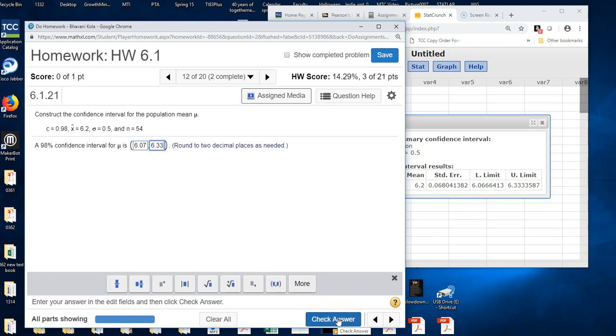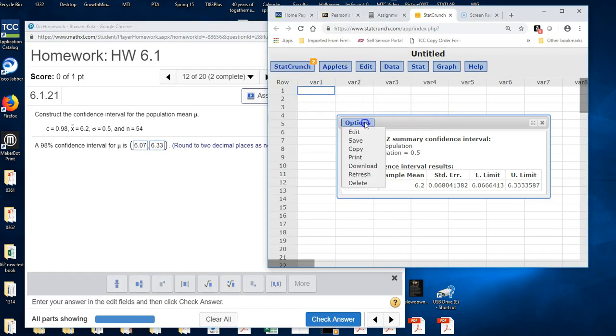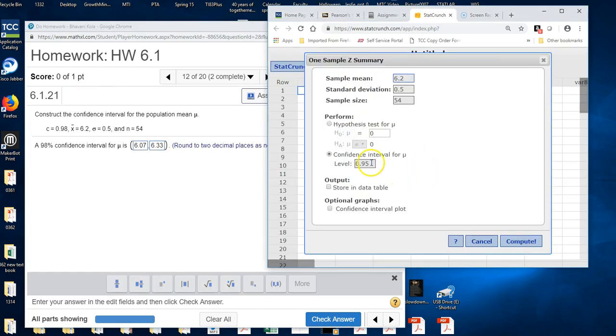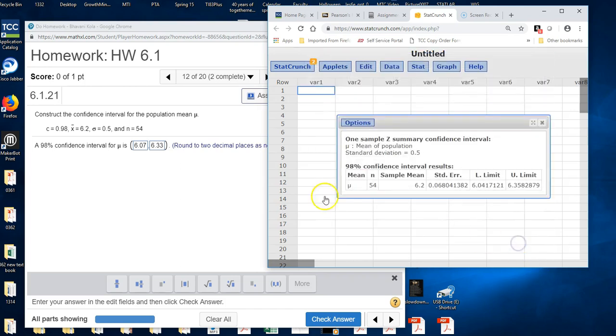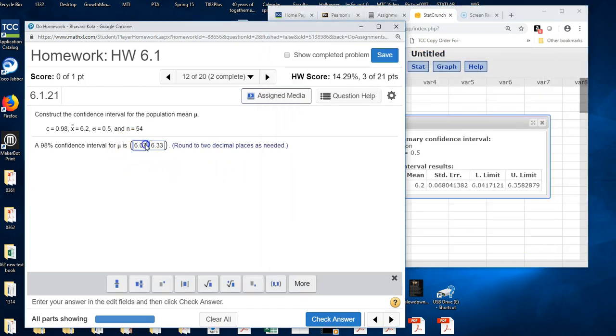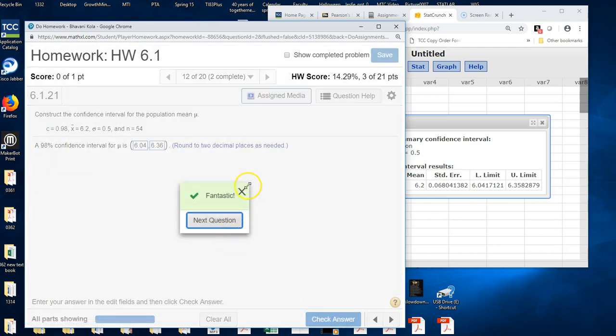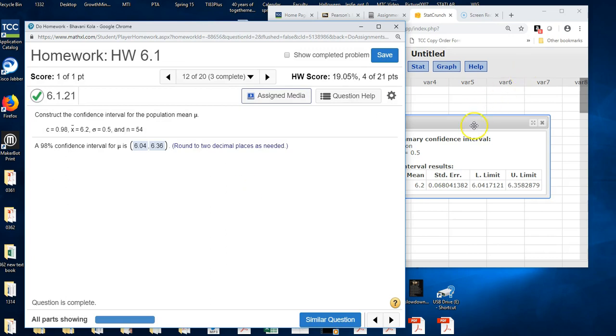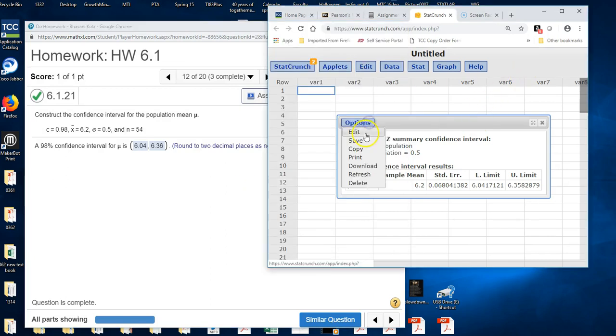Oh, did I put 9 point confidence interval? Okay, I think I put confidence interval 95. This is 98. Confidence interval is 98. Okay, now it changes. 6.04 and 36. Okay, your confidence interval has to match. And you check your answer. That is fantastic.